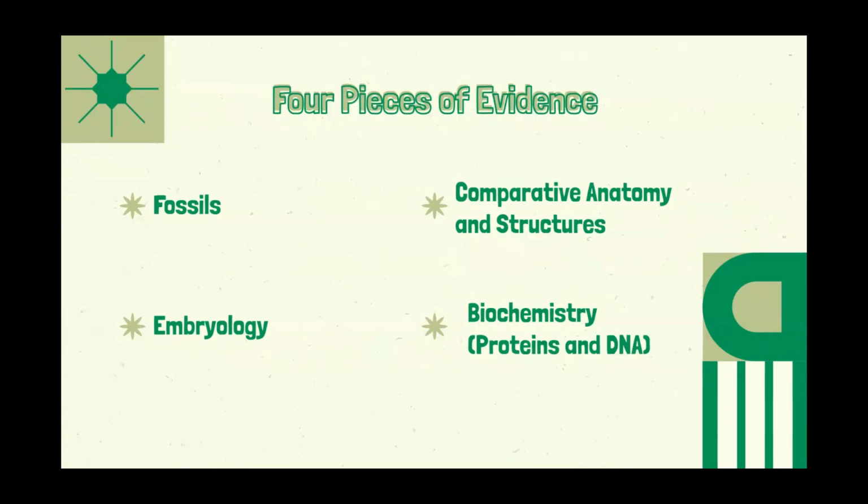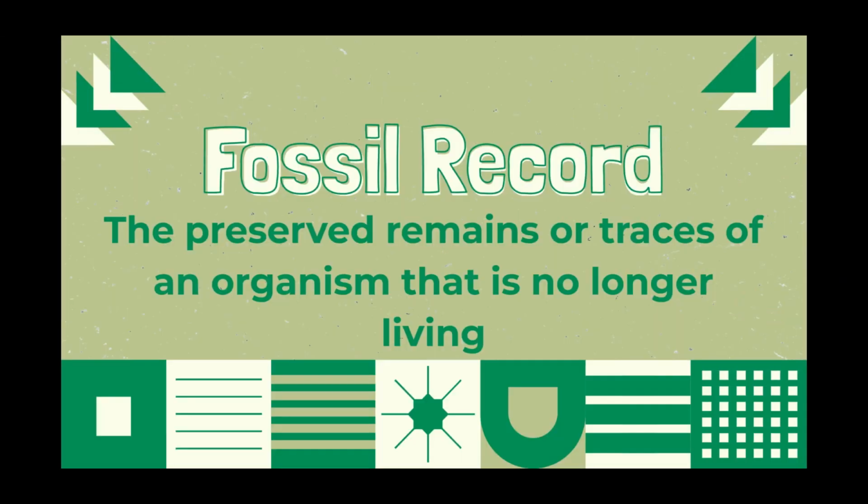And there are 4 pieces of evidence that help support this change over time: fossils, comparative anatomy and structures, embryology, and biochemistry. Fossil record, we're going to define this as the preserved remains or traces of an organism that is no longer living. They could be imprints into rock. They could be an actual bone or something else that's been solidified and not decomposed. There's a lot of different things that we call fossils. But the main thing is they're remains or traces, and they are not alive.